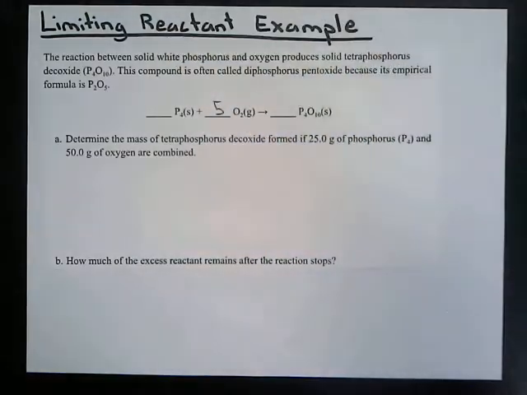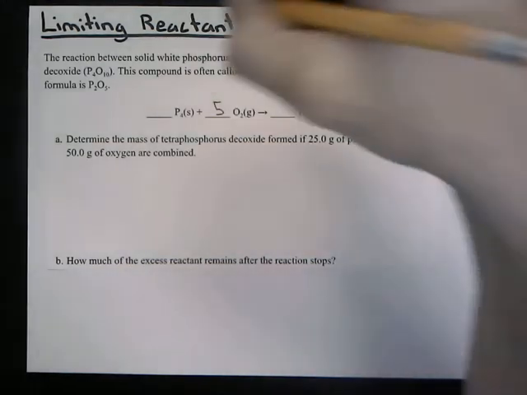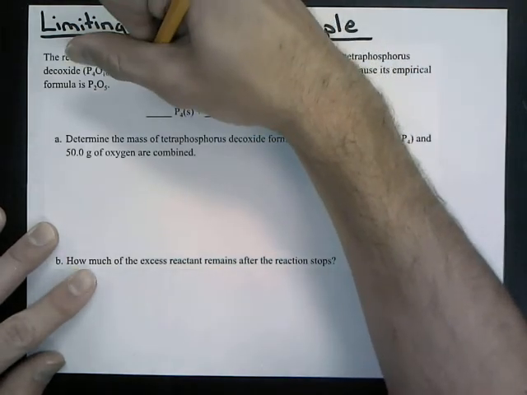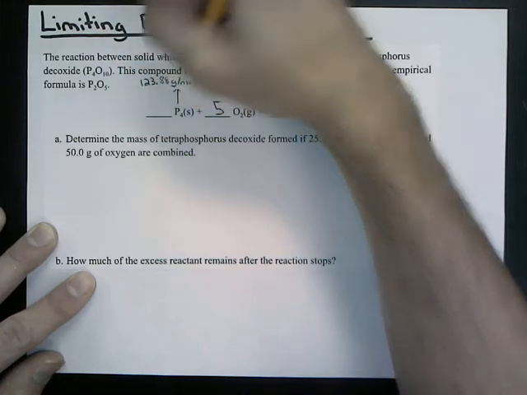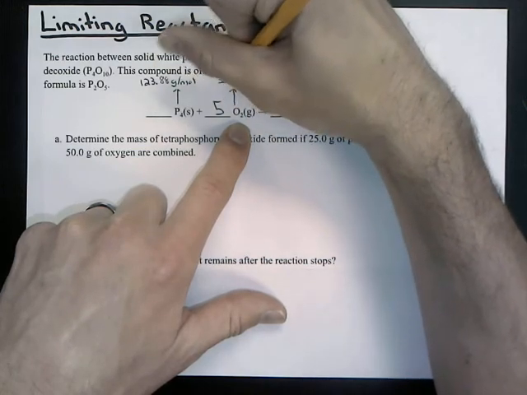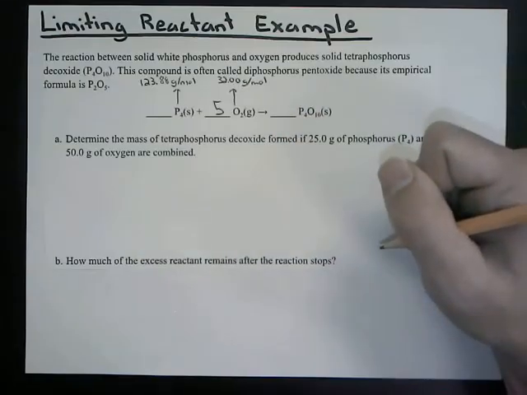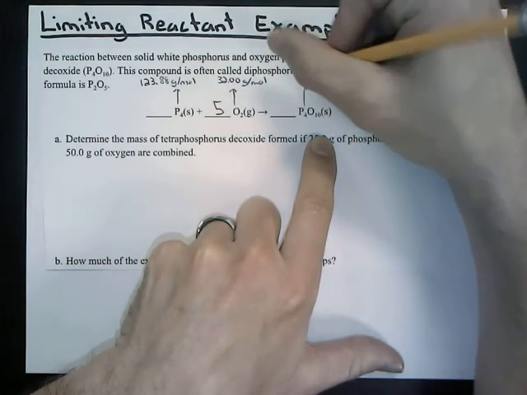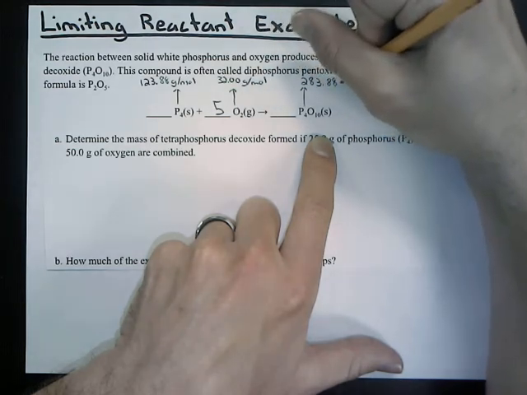Now, to help you out here, I'm going to save some time and I'm going to give you the molar masses of each of these substances. So the molar mass of P4 is 123.88 gram per mole. The molar mass of oxygen is 32.00 gram per mole. And the molar mass of tetraphosphorus decoxide is 283.88. And that is grams per mole.